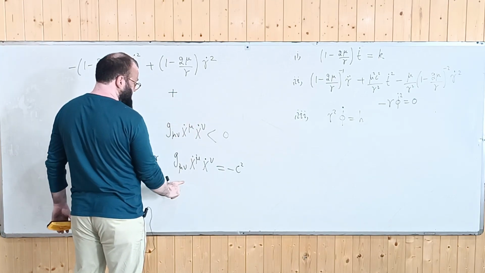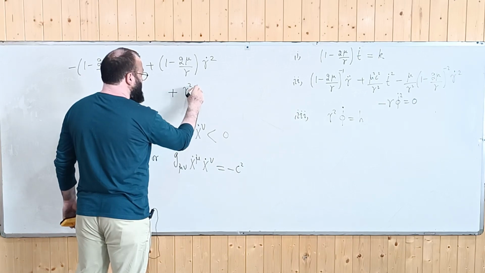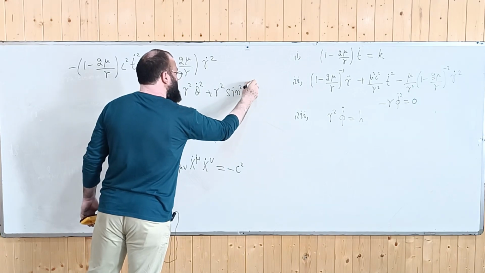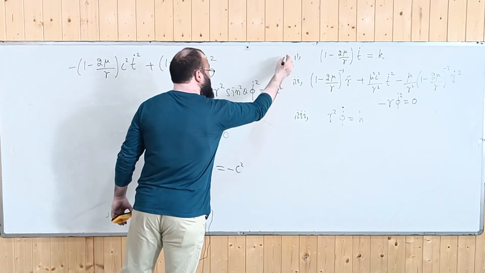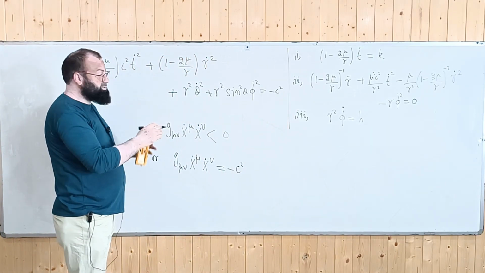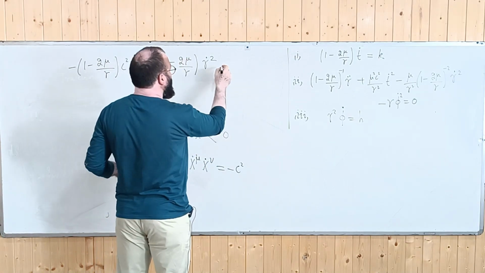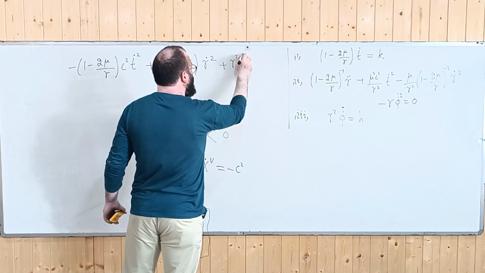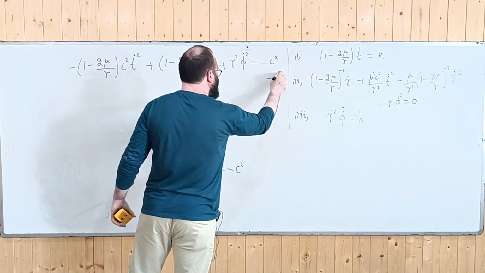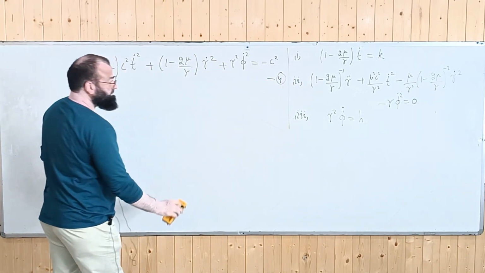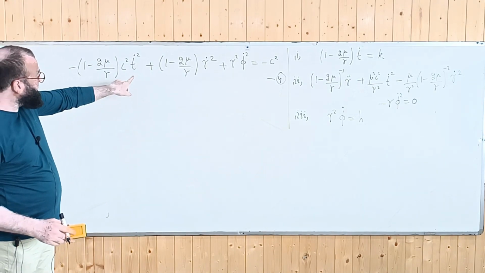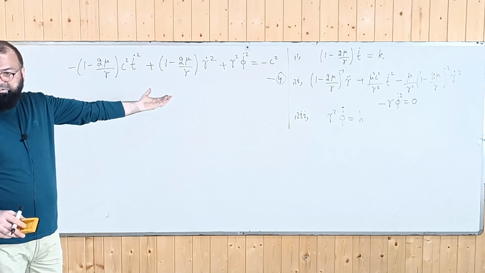So let me write those terms. This will be r square theta dot square, then r square sine square theta phi dot square, equal to minus c square. So the theta dot term is now not there. So I should write plus r square phi dot square is equal to minus c square. So let's solve this. Now let's substitute. What is the value of t dot? I want to eliminate t dot and phi dot so that I will get the radial equation.